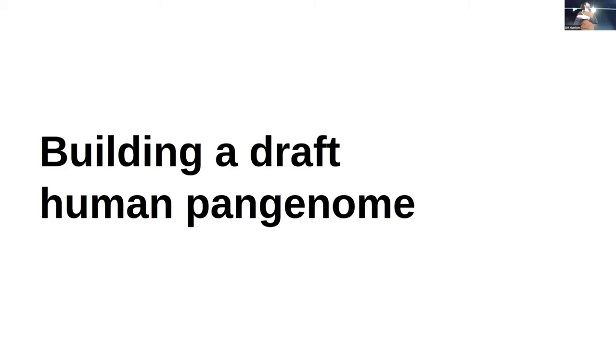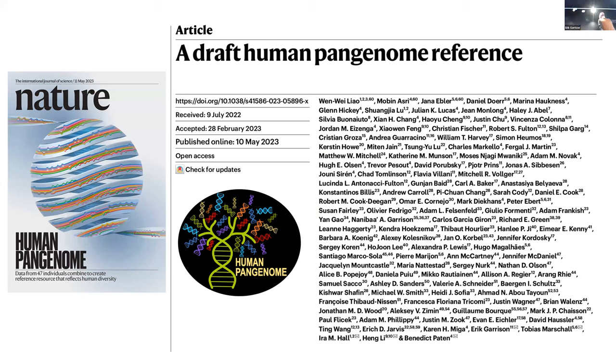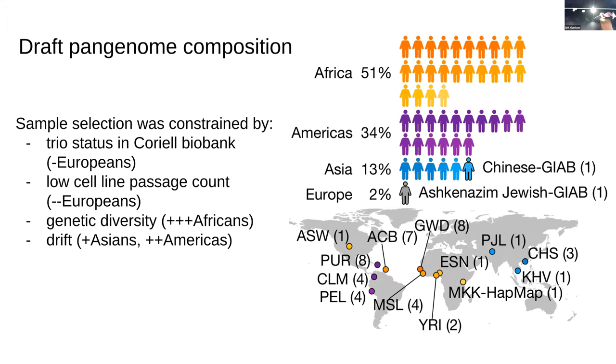So the composition is a little funny. That's because we didn't know how to make the diploid assemblies when we started. We had to use trios. So parents of the individual we assemble, and we use that trio information to partition the graph, actually, that we build from the reads from the child into maternal and paternal haplotypes. So we had to have cell lines. They had to be consented for this kind of public release. So we take them from the 1000 Genomes Project. They were in this biobank called Coriell. The trio status meant we didn't get as many Europeans. Then we also wanted few passages of the cell lines. That meant we got even fewer Europeans.